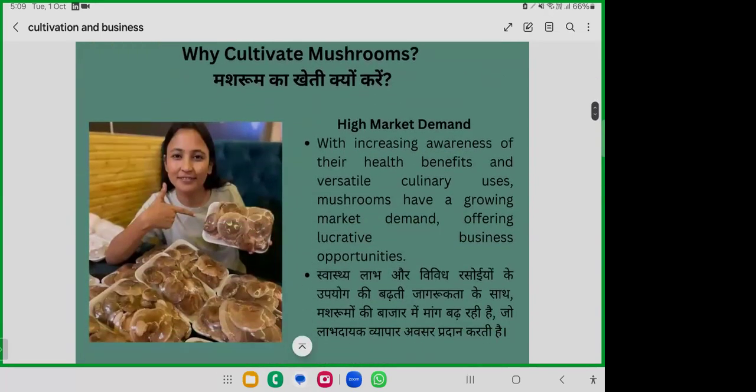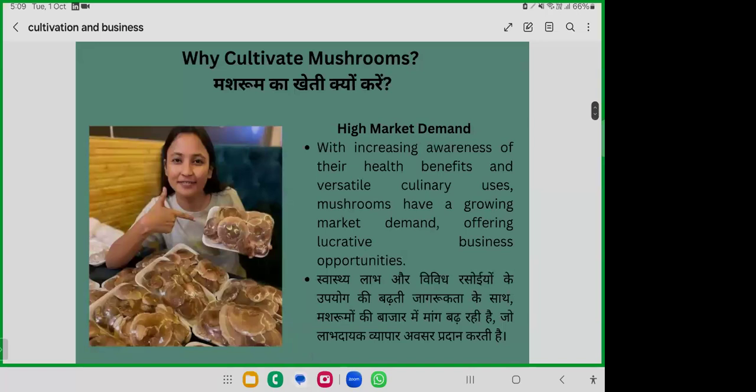The third is high market demand. With increasing awareness of their health benefits and versatile culinary uses, mushrooms have a growing market demand, offering lucrative business opportunities. There are different varieties of mushroom. I have this shiitake mushroom in this photograph, which is very delicious and very famous for its umami flavor. It's in very high demand in all five-star and fine dine restaurants.